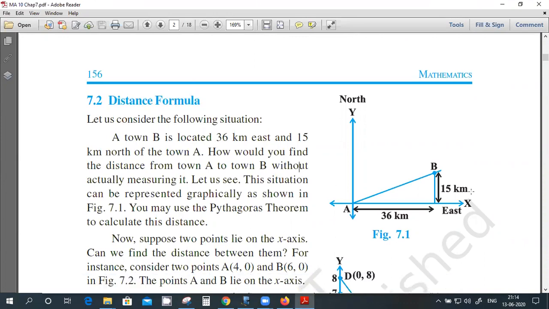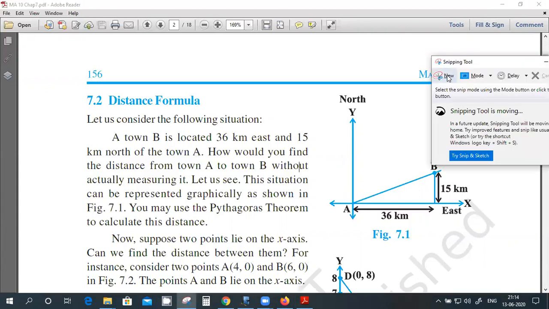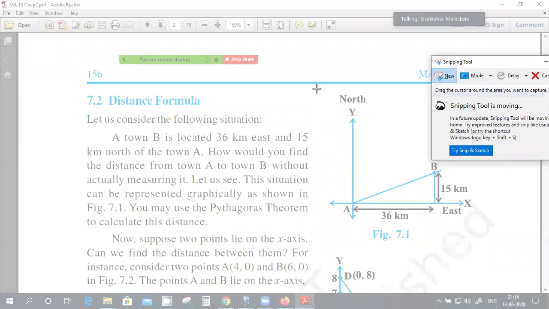Suppose A is at the origin, and B is at a distance of 36 kilometers towards east and 15 kilometers towards north. What is the distance between A and B? AB square is equal to 225 plus 36 square. So, 15 and 36. That is one way of finding that length.